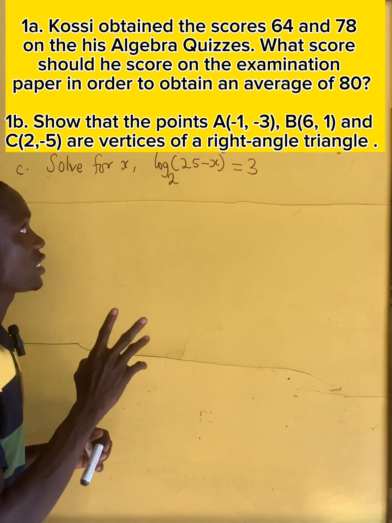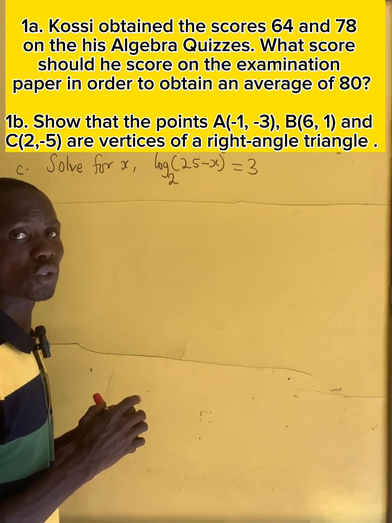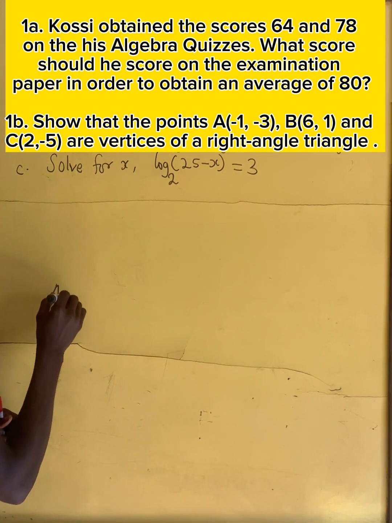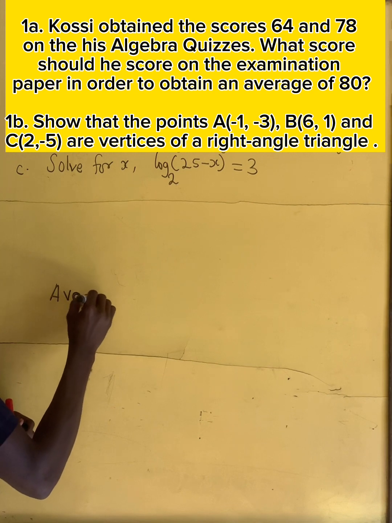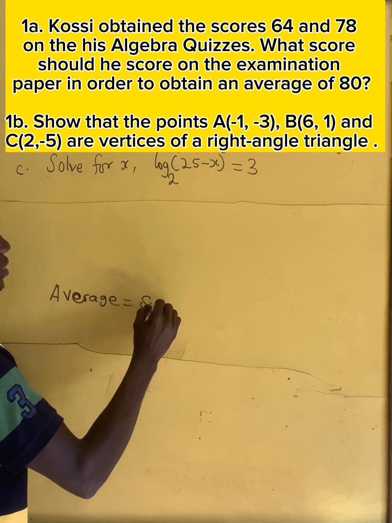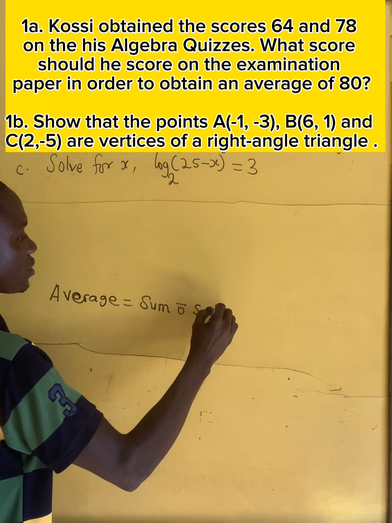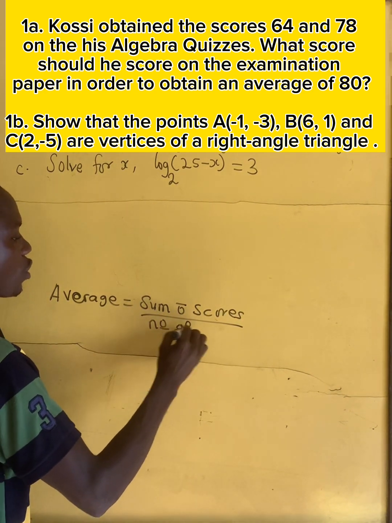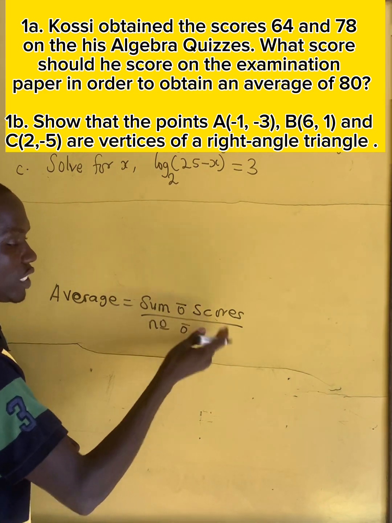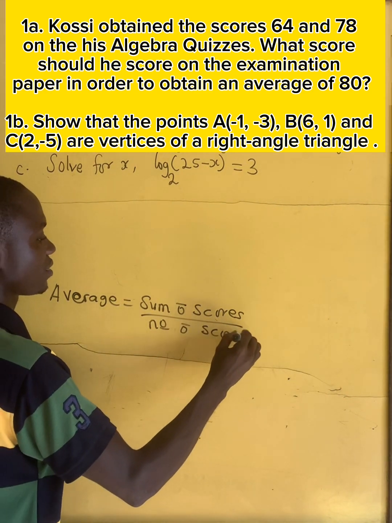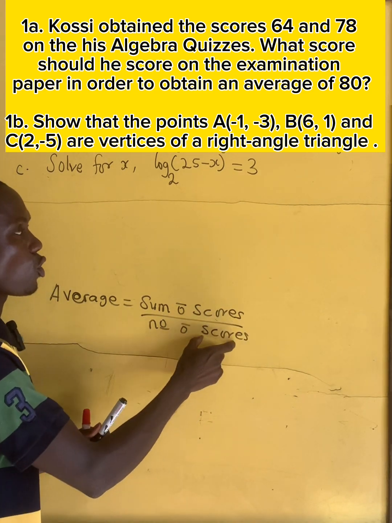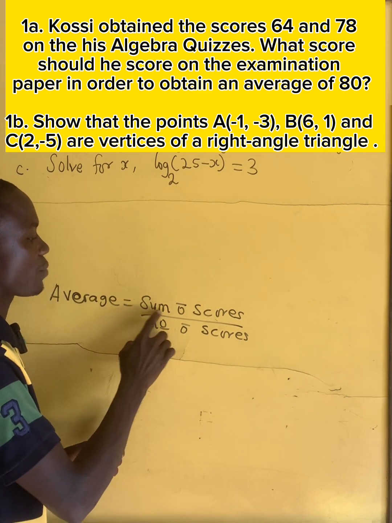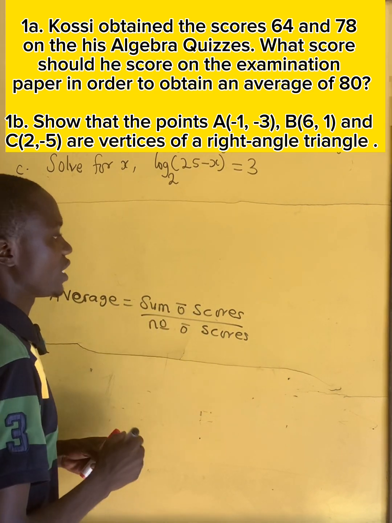Now, since we're talking about average and scores, let's use this average formula. We have average equals sum of scores divided by number of scores. I've used scores because the question is talking about scores. If it were ages, I would have written sum of ages divided by number of ages.